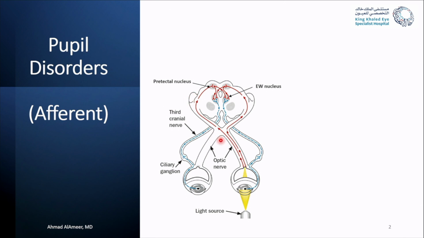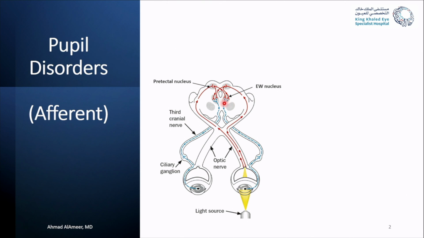But the pupillary light reflex is different. It bypasses the lateral geniculate nucleus and goes directly to the midbrain at the pretectal nucleus, exactly at the dorsal part of the midbrain. And from there, two fibers go to the third nerve nucleus, more specifically the Edinger-Westphal nucleus.